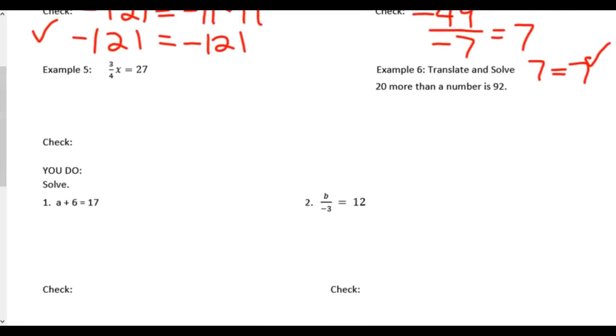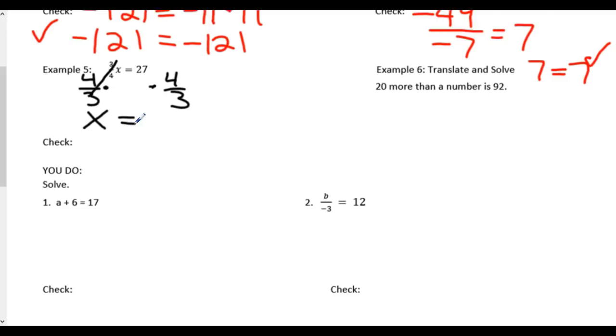Two more left. Number 5. This one's pretty tricky. We got a fraction. So we're being multiplied by a fraction. So to undo this, we use what's called the reciprocal, or the flip of that fraction. So we're actually going to multiply by the reciprocal. So 3/4 times 4/3, those cancel each other out, and we're just left with an x.